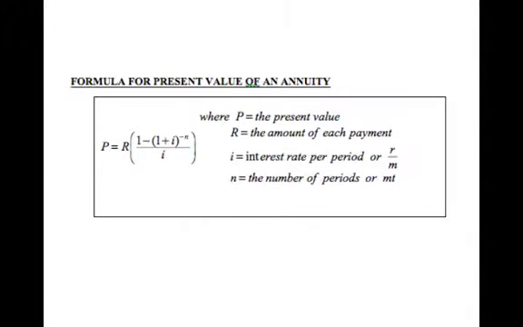So here's our nifty formula for that. P is the present value, the value you need to pay right now. R is the amount that you would pay for each of the compounding periods, and I is the interest rate per period, or r over M, and N is the number of periods, or M times T.